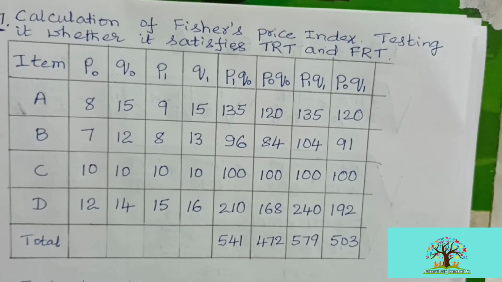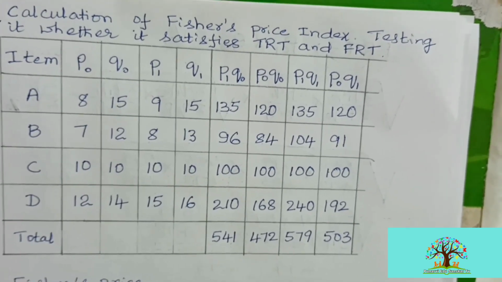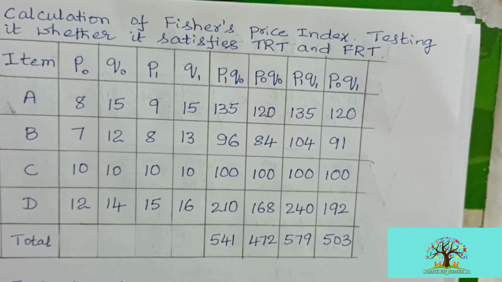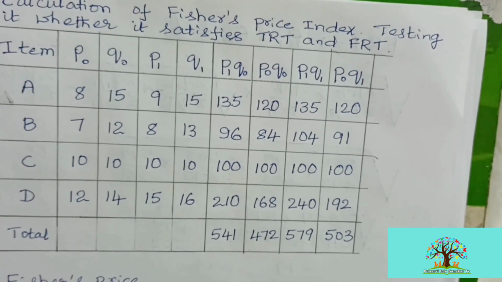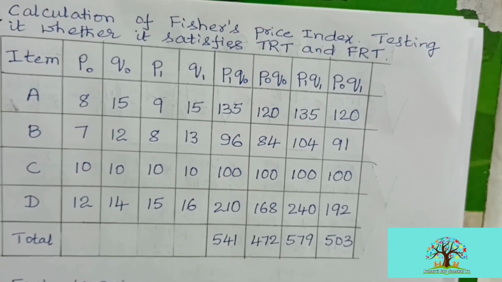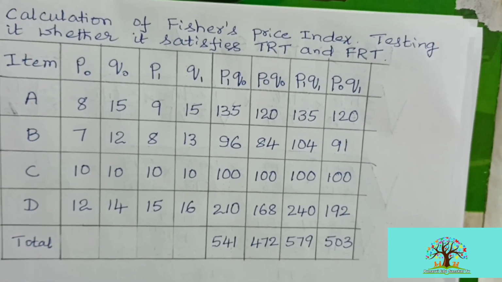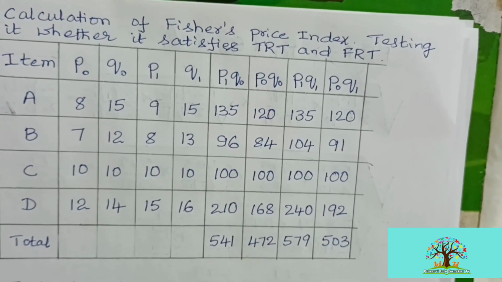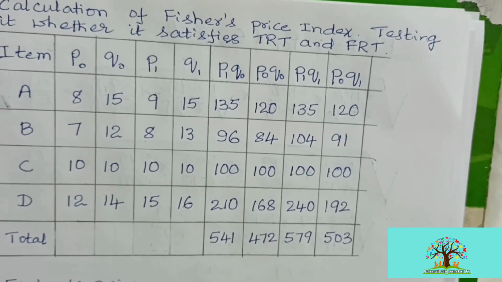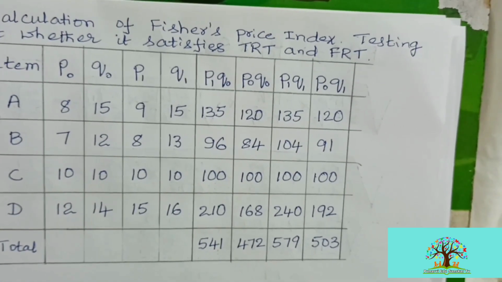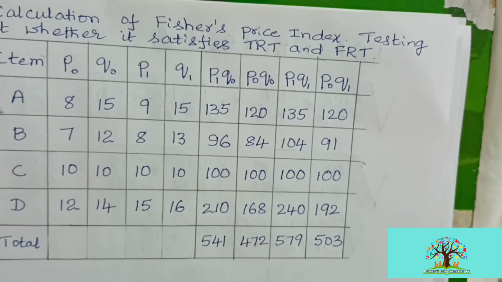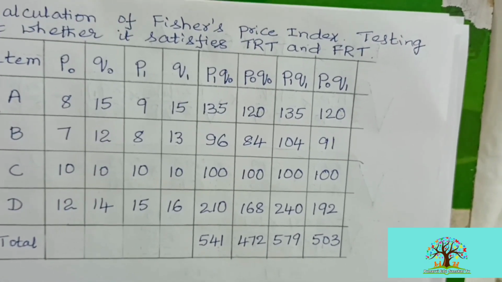p1 q naught, for example here, p1 is 9 and q naught is 15. 15 into 9, 135, like that. 12 into 8, 96, 10 into 10, 100, 14 into 15, 210. So like that calculate all the products p1 q naught and p naught q naught.